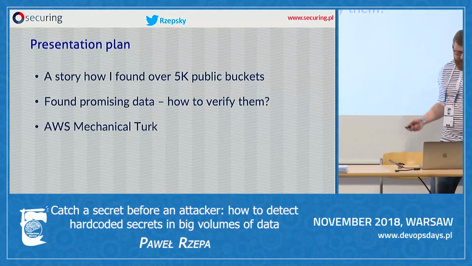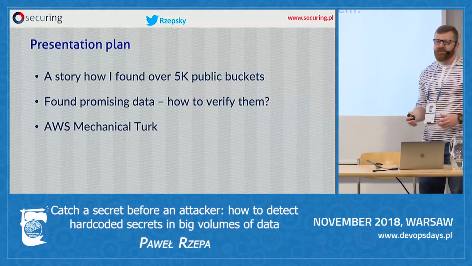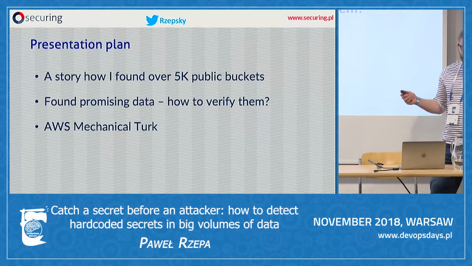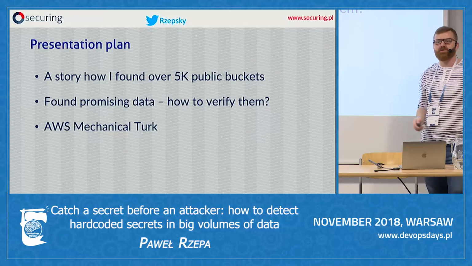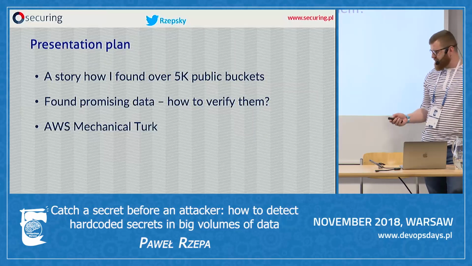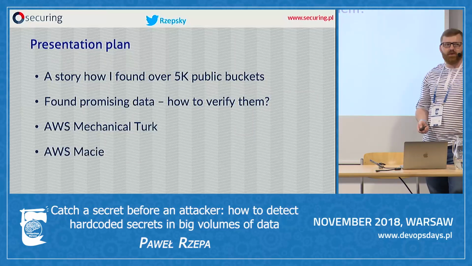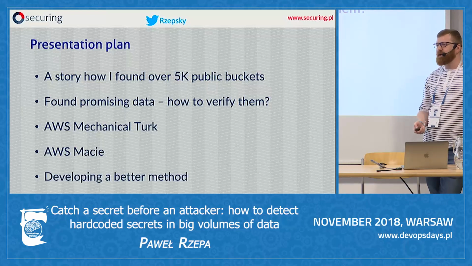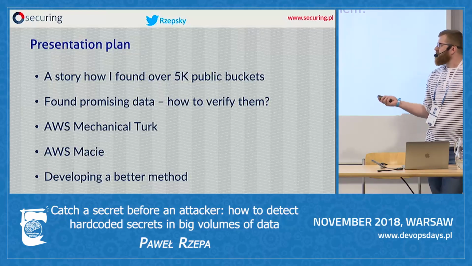And then we will go to analyzing the different methods of detecting secrets. First of all, there will be the manual search, and the manual search will be made based on AWS Mechanical Turk service. Then I will check out the AWS Macie service, and finally I will show you how I developed the other method.